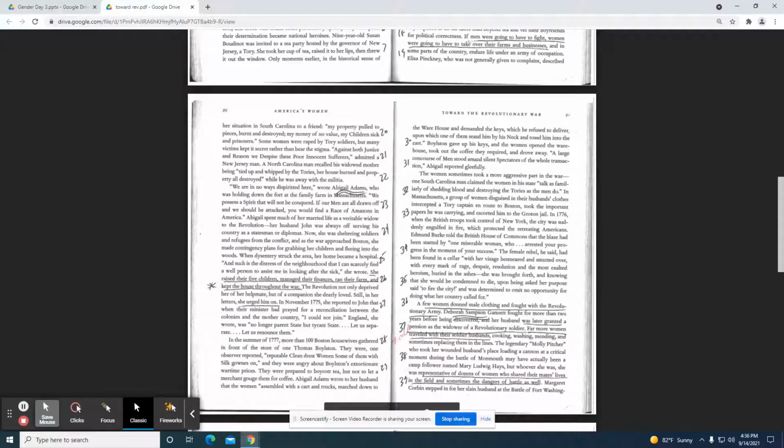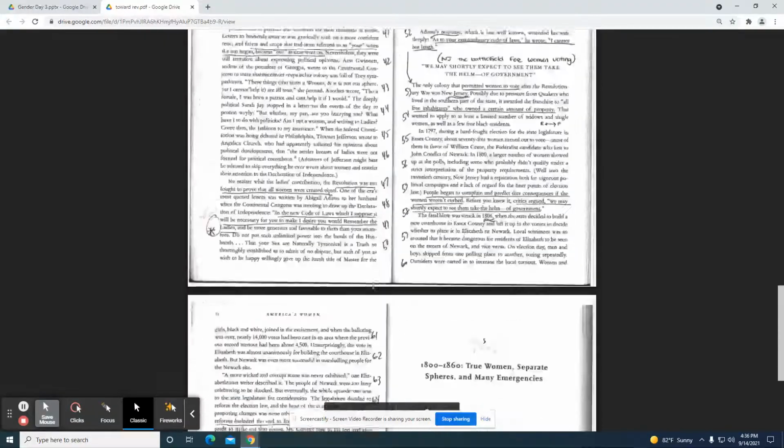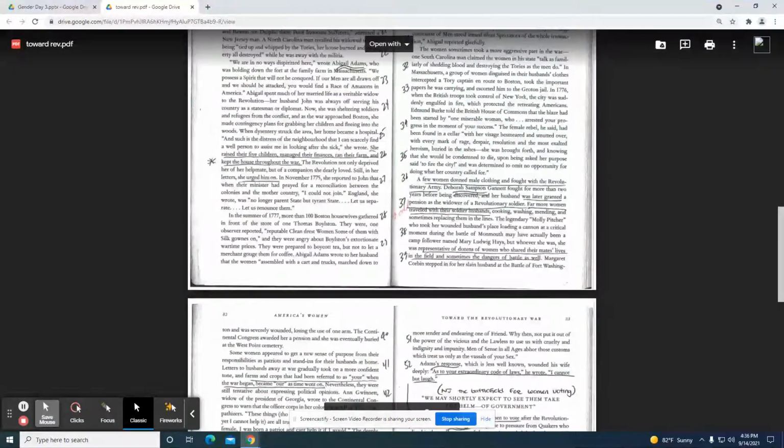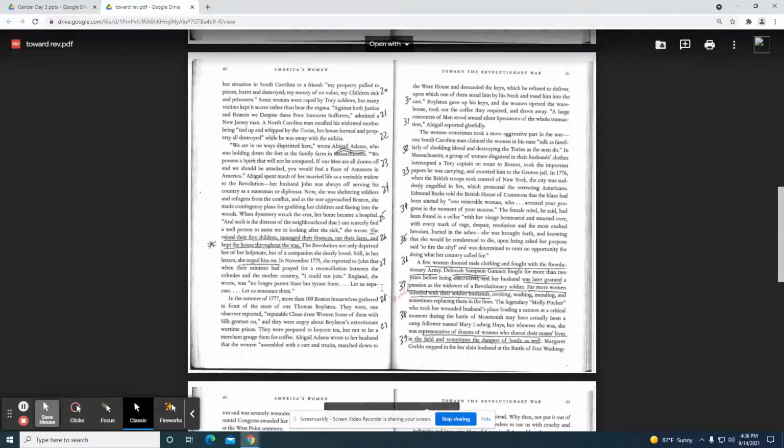Abigail Adams. Abigail Adams plays a key role in this particular reading. Let's see what I'm looking for here.